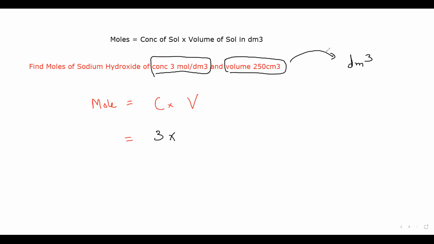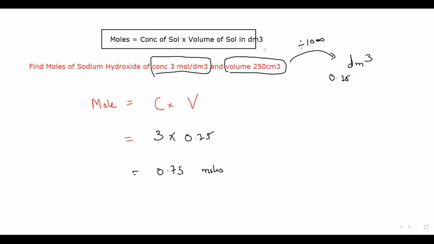So how to convert cm cube into decimeter cube? We have to divide by 1000. So 250 divided by 1000 is equal to 0.25. So the volume is actually 0.25. So 3 multiplied by 0.25 is equal to 0.75 moles. Is it clear? This example shows how we can use the second formula to get the moles from the concentration and volume.